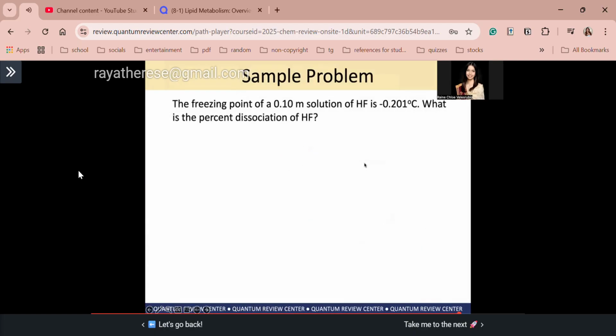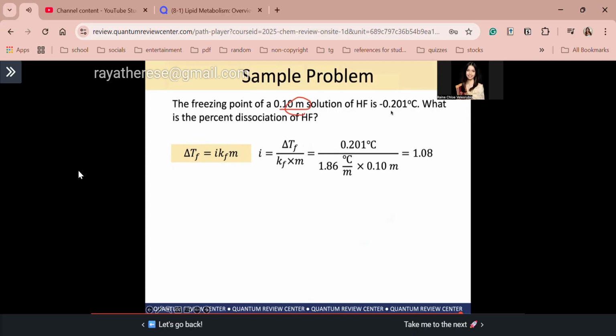Now we have another sample problem. The freezing point of a 0.10 molar solution of HF is negative 0.201 degrees Celsius. What is the percent dissociation of HF? So here, let's find i, the Van 't Hoff factor, using this equation, since we are given the molality and the freezing point.